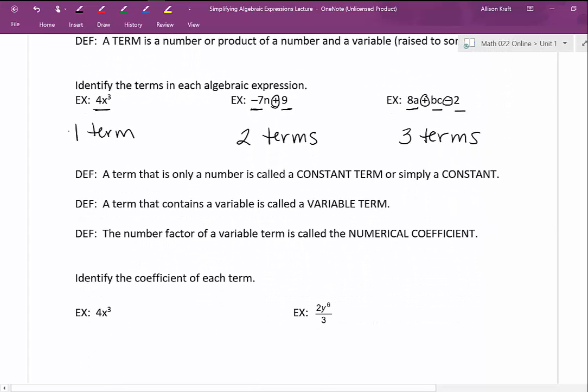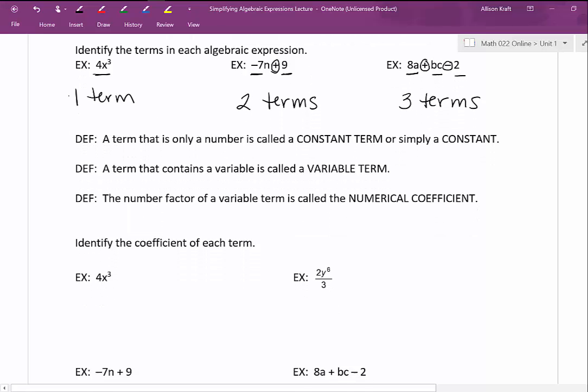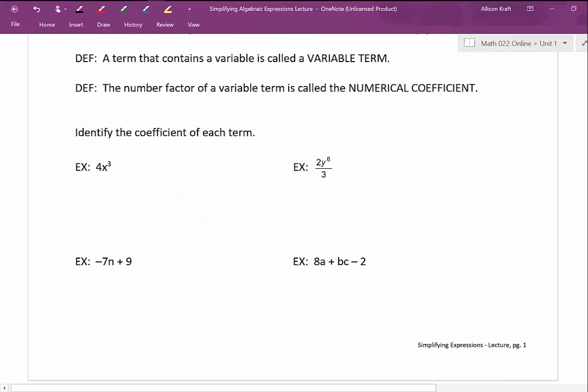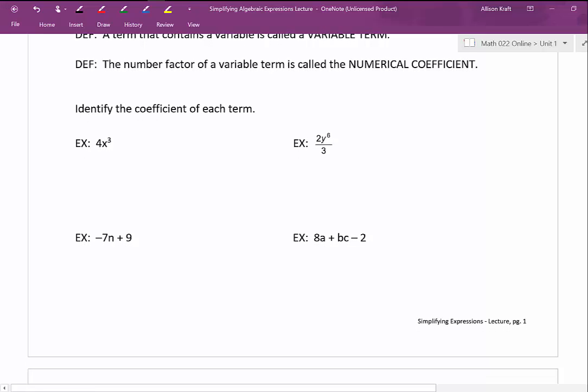A term that is only a number is called a constant term or simply a constant. A term that contains a variable is called a variable term. The number factor of a variable term is called the numerical coefficient. Let's identify the numerical coefficients of each of the following terms.